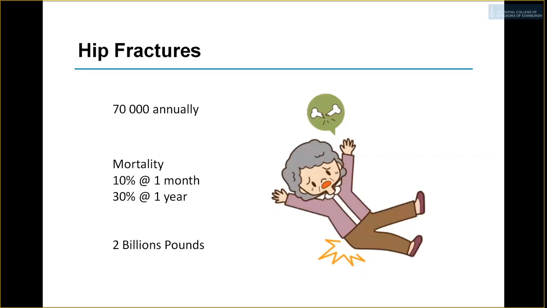The other topic, which is quite important, and I mentioned that probably every doctor will come across in their career, is hip fractures. In Great Britain, we treat around 70,000 patients with hip fractures annually. They have a mortality rate of 10% at 1 month and 30% at 1 year. And the total cost of the treatment is around 2 billion. So it's a hugely important topic, and it's very relevant, and you will come across it.